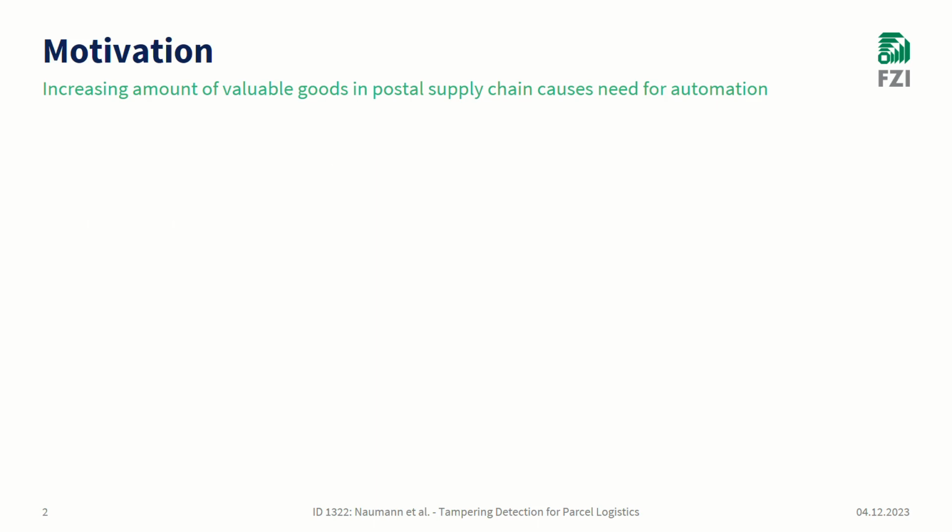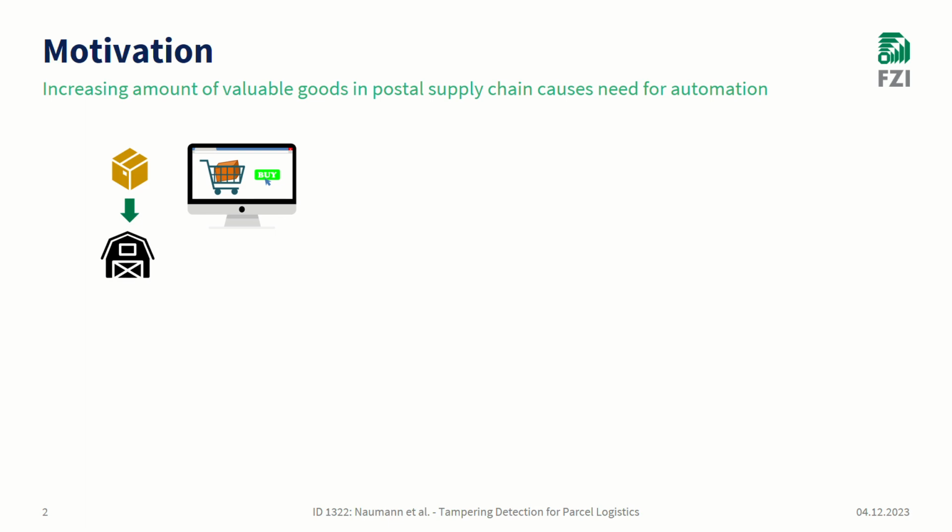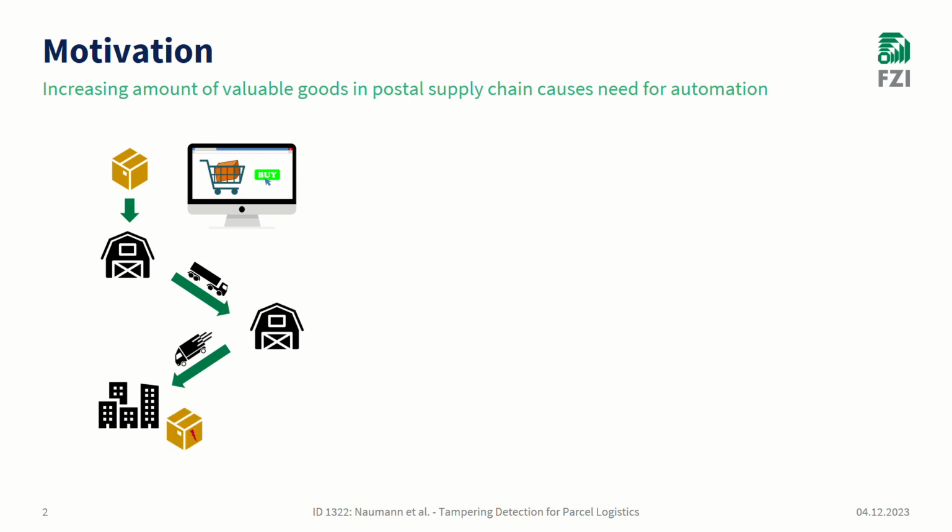E-commerce volumes are increasing and thus the amount of parcels carrying valuable goods within the supply chain. When we order something online, the process might look as follows. First, the goods are packaged. Then they are transported to a warehouse, and after the warehouse, the last mile delivery to the client follows. It can happen that the parcel arrives with issues at the final destination. One major issue that might occur is tampering.